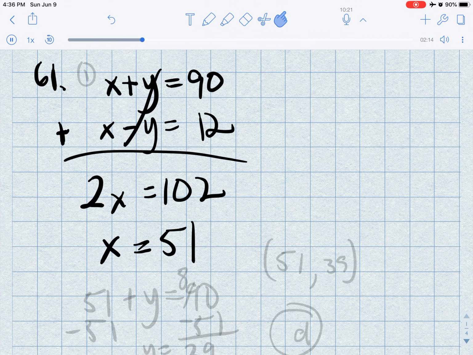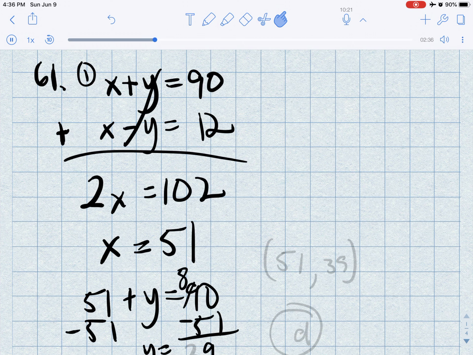Which equation do we want to use? I think I'll use this top one. So if I said 51 plus y equals 90, subtract 51 from both sides. Now we have y equals, this is subtraction now, 39. So we're looking for an x value of 51 and a y value of 39. So which one is that? That's D. Okay? So 61 is choice D.